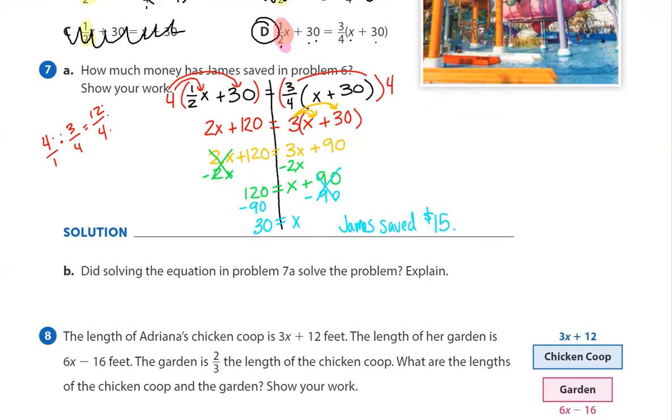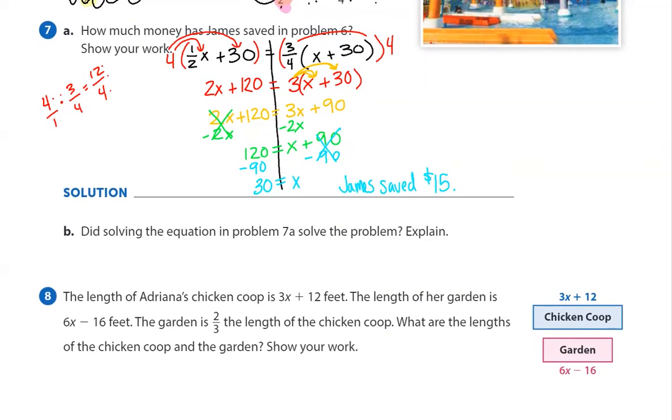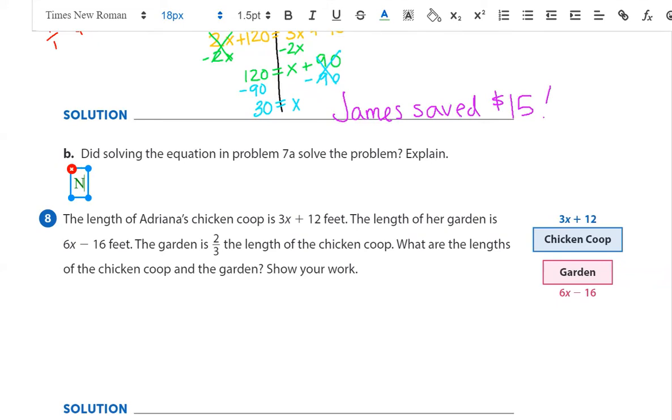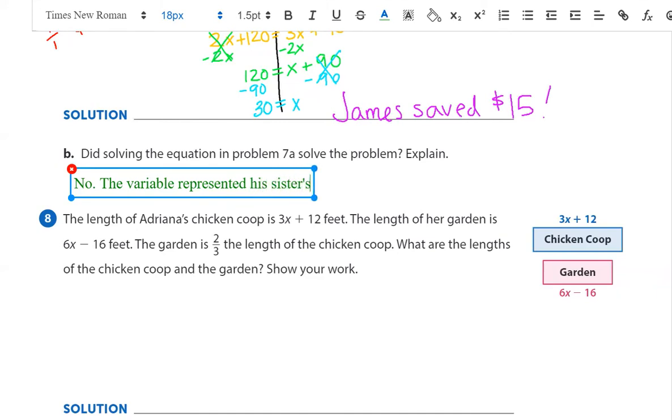So rainbow. We need a purple. Maybe I should have made that in purple. Hang on. That's better. Now it's rainbow. And B, did solving the equation in problem 7a solve the problem? No, it didn't, did it? No, the variable stood for his sister's savings. Represented, I'll put represented. Represented his sister's savings, but James saved half of that.